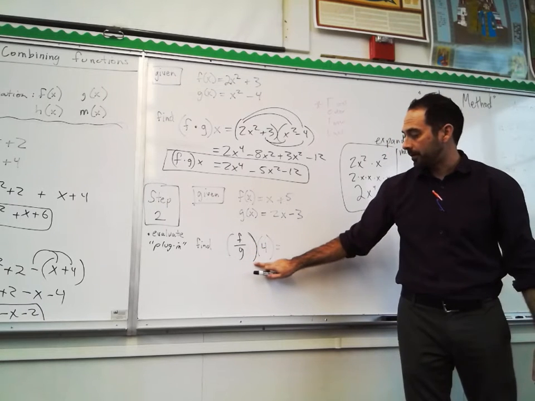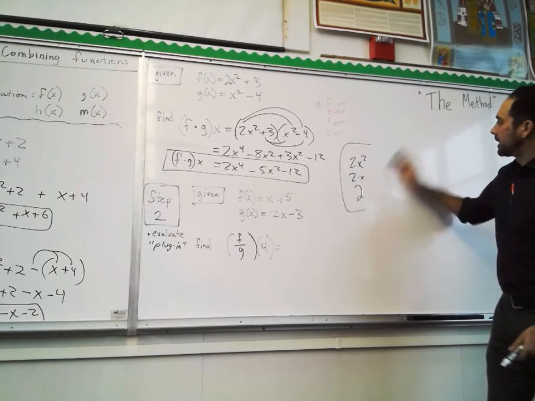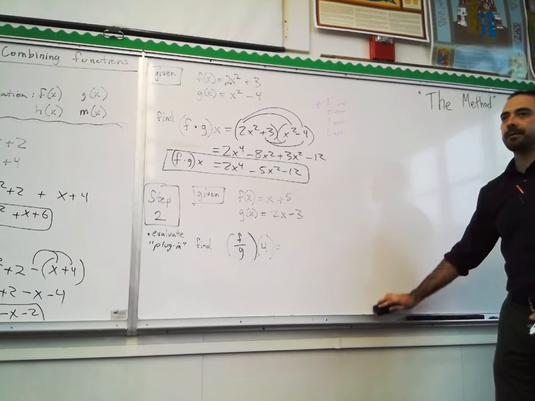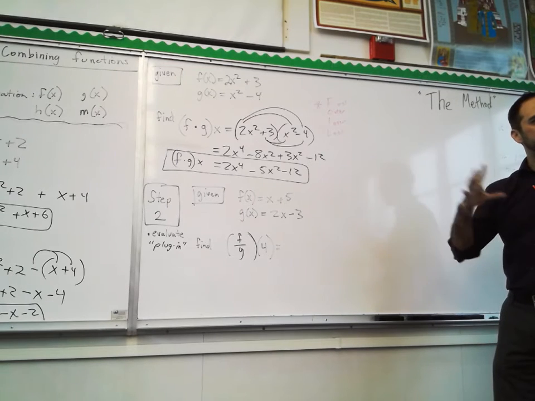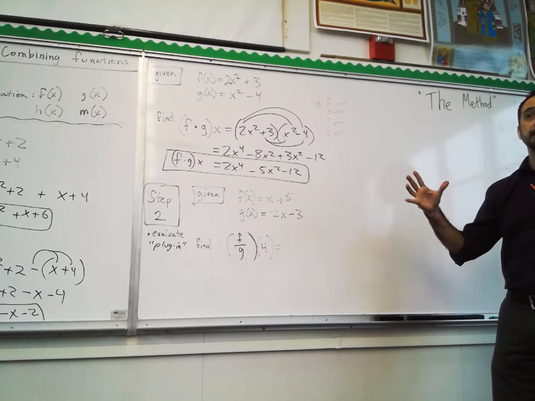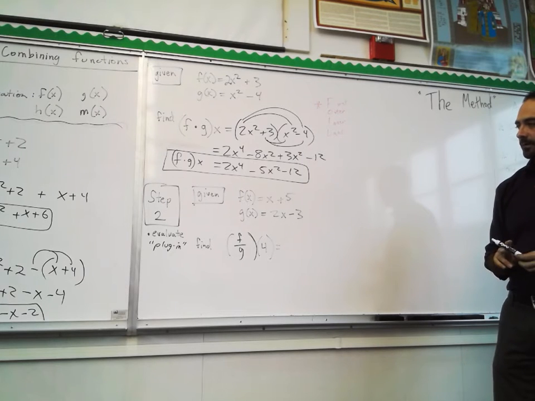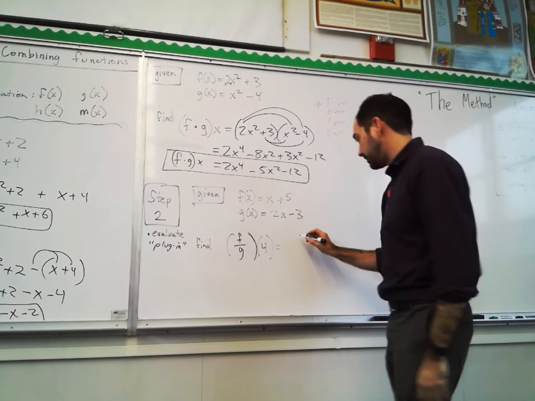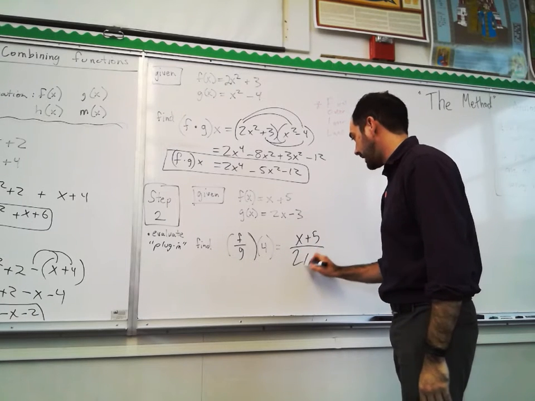So there's a couple ways that we can do this. And I'm going to show you that the path of least resistance might look different for each of them. Sometimes it's going to be easier to simplify and then plug in. Sometimes it's going to be easier to plug in and then just work it out from there. So, to start, let's go ahead and put this here. X plus 5 divided by 2x minus 3. Okay.